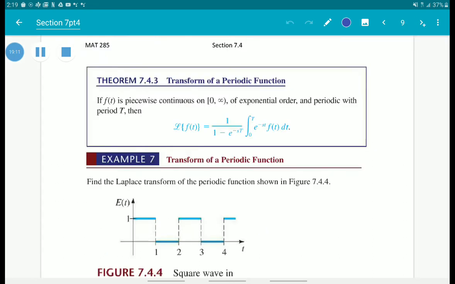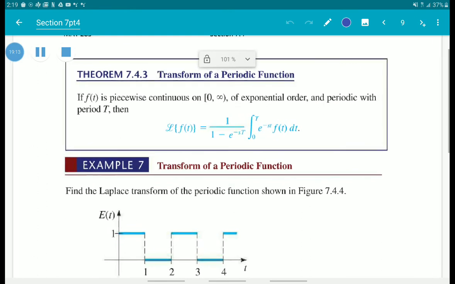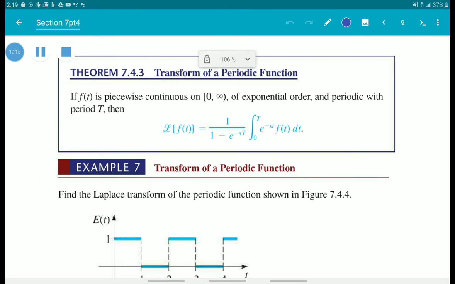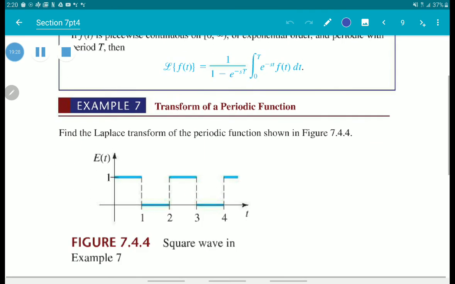The last thing we need to talk about is the transformation of a periodic function. So if we have a function that's piecewise continuous and of exponential order, and it's periodic with a period of T, then we can just apply this definition here. So let's see how we can use that.